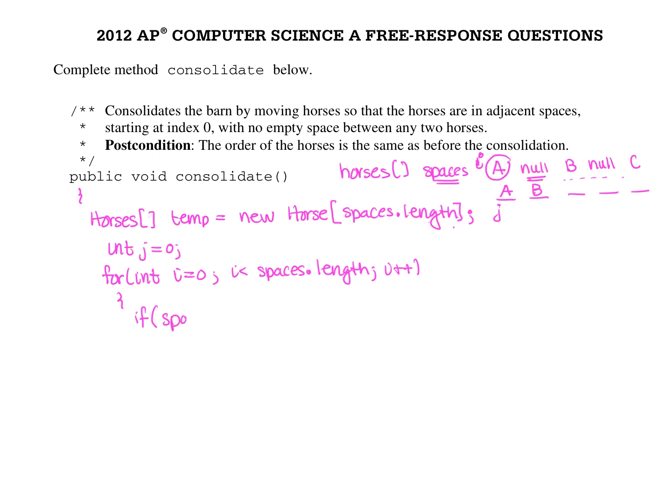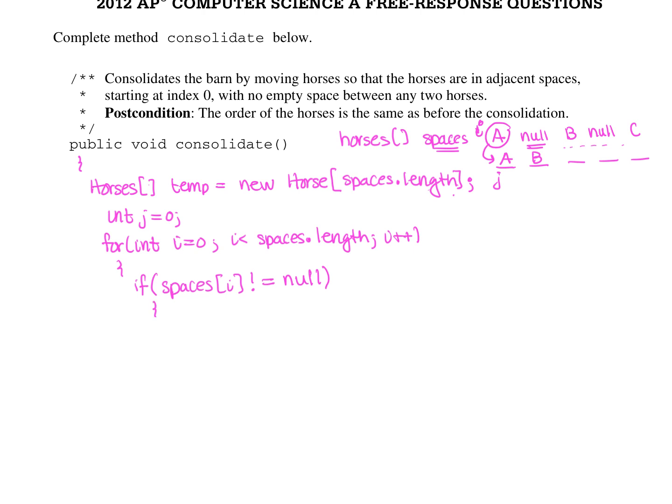All right, so we're going to grab an element in spaces. If spaces at position i is not equal to null, that means we found a horse. And if we find a horse, we have to copy the horse over to the new array. So we're going to say temp at position j is going to be equal to what spaces was at position i. Then we have to increment i, which we do in the loop. But I'm going to have to increment j only if we add a horse.